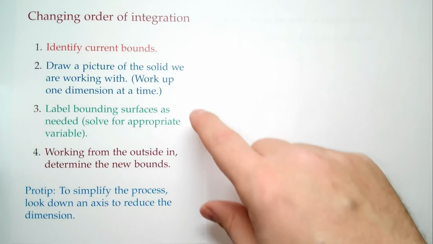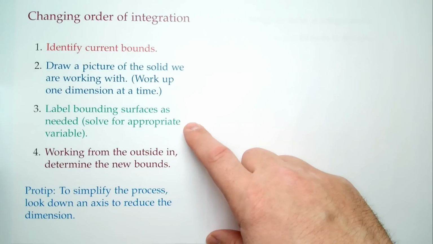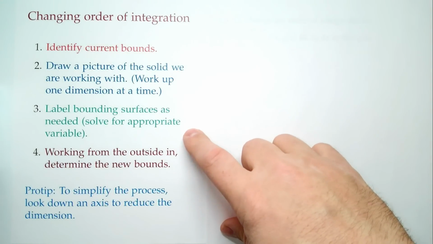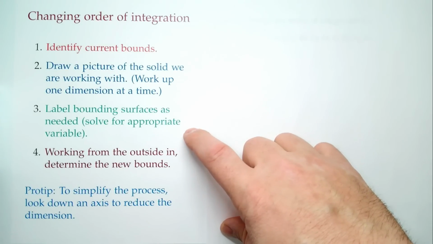Well, once you have that, you start labeling things. So you label the bounding surfaces as needed. Now, you might say, what do you mean as needed? Well, maybe my innermost integral layer is with respect to z. Well, that means that I need to go from z equals some surface to z equals some other surface. So that says solve for z in those surfaces. Because remember, the innermost integral always goes between surfaces. So you have to say, okay, what's your innermost variable? That's what you need to solve for. So that's what we mean by solve for appropriate variable.